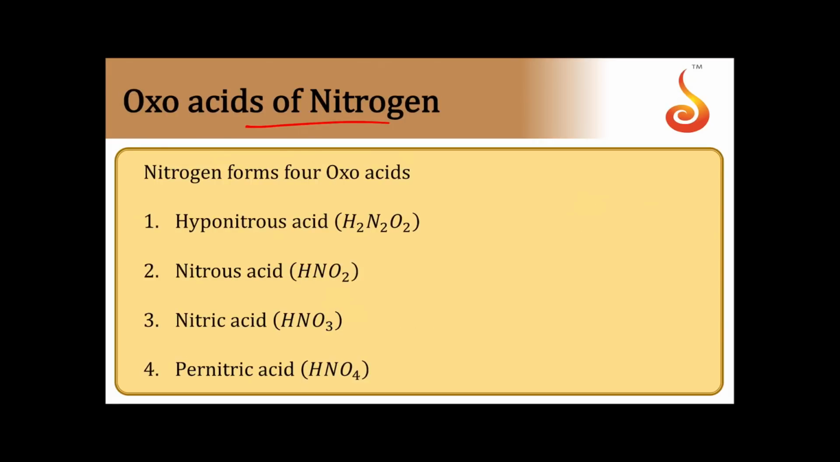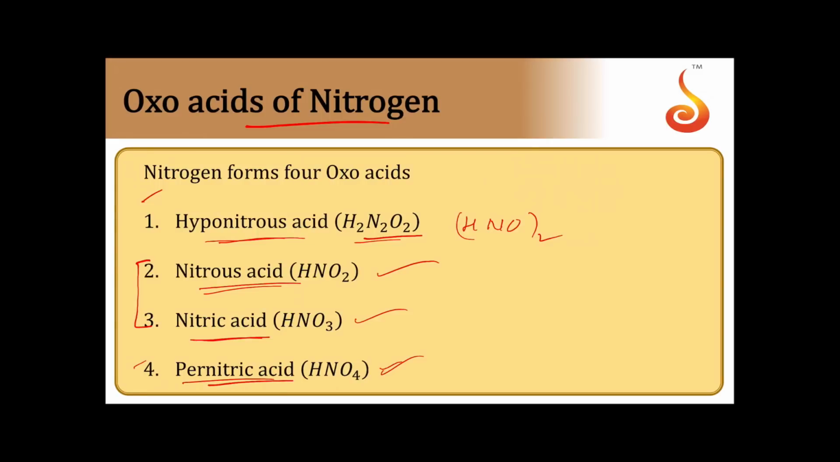Next, the oxoacids of nitrogen. Nitrogen mainly forms 4 oxoacids: hyponitrous acid, H2N2O2, nitrous acid HNO2, nitric acid HNO3, and pernitric acid HNO4. Pernitric acid has a peroxy bond. We are familiar with nitrous and nitric acids. The remaining two we need to learn now.